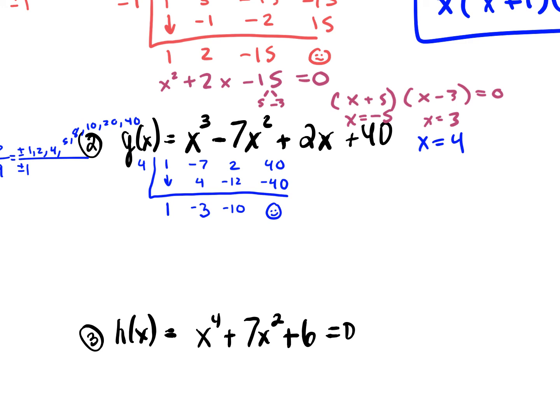And then I can use what I just divided, my answer here is x squared minus 3x minus 10, and I can factor this. So what are two factors of -10 that add to -3? -5 and +2. So this would be x minus 5, x plus 2. So x is equal to 5, and x is equal to -2.